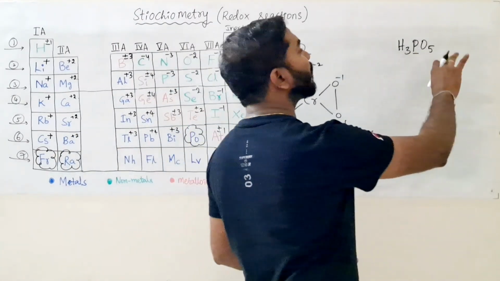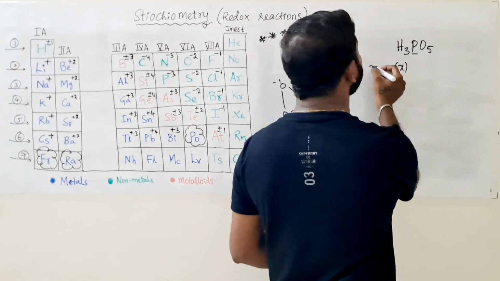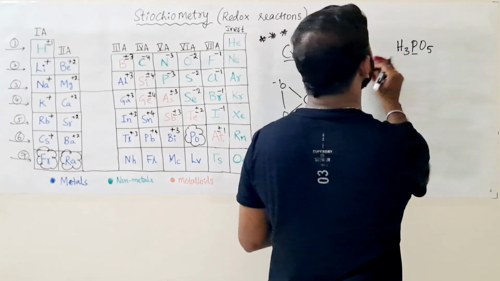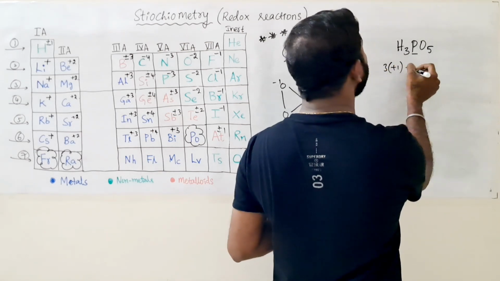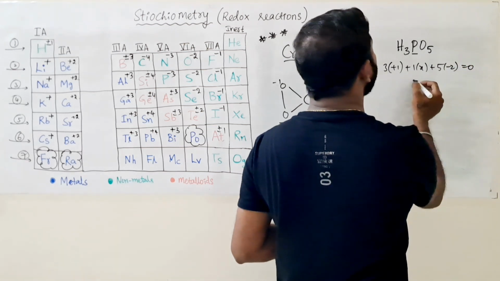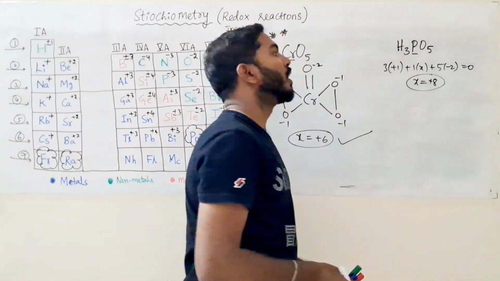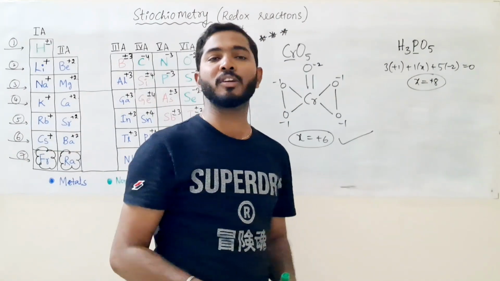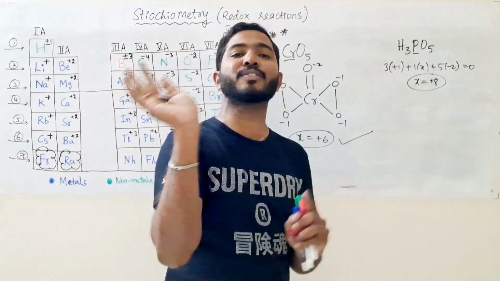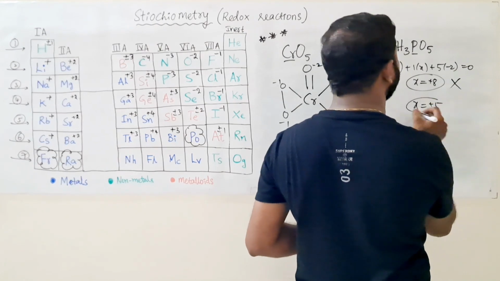Now generally if you calculate the oxidation number with the general method, that is 1 into x plus 3 into plus 1. Let me write this down clearly: 3 into plus 1 plus 1 into x plus 5 into minus 2 is equal to 0. Then how much are we going to get? x is equal to plus 8. We are going to get plus 8, which is 100% not possible for phosphorus. For phosphorus, the maximum oxidation number possible is plus 5. So directly you can go for oxidation number plus 5.